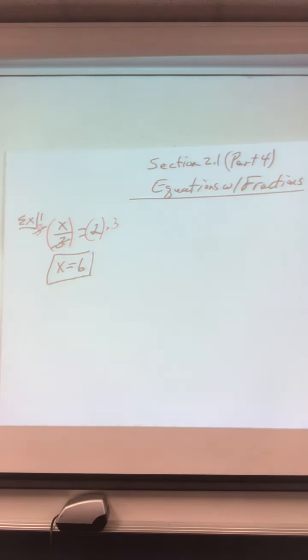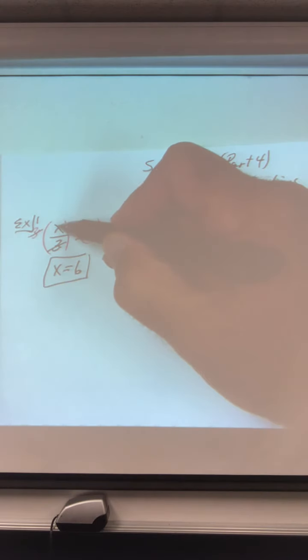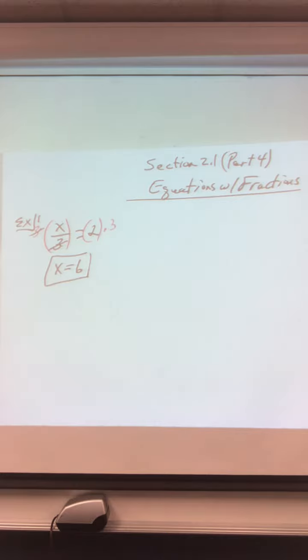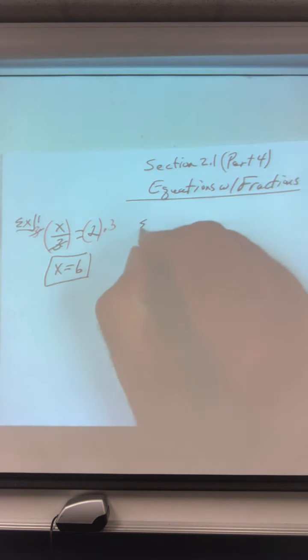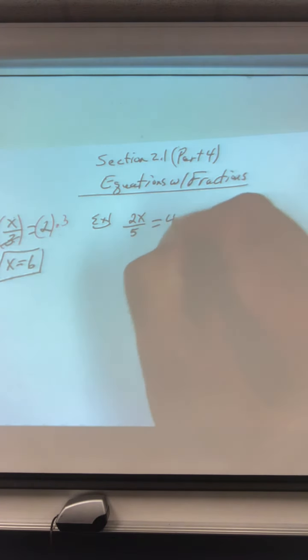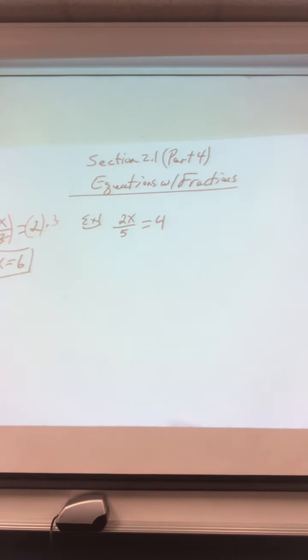Now let's check this. If you put 6 right here, what is 6 divided by 3? Of course it's 2. So that's the solution to this problem. All right, let's look at another one just like that. So let's suppose I have 2x over 5 equals 4.